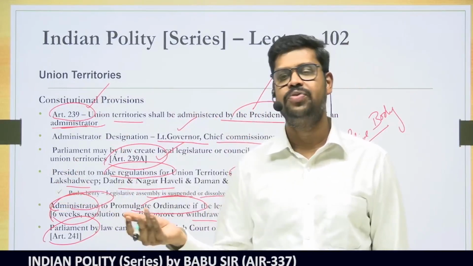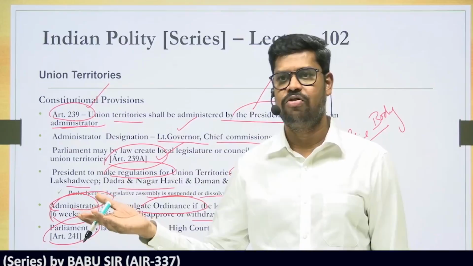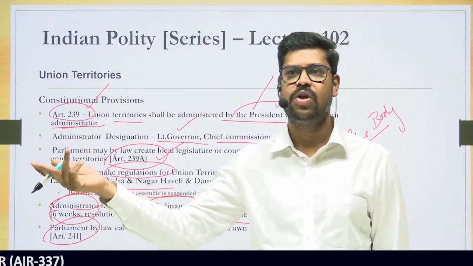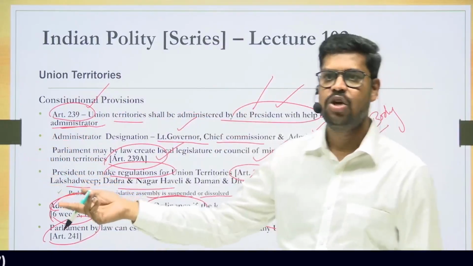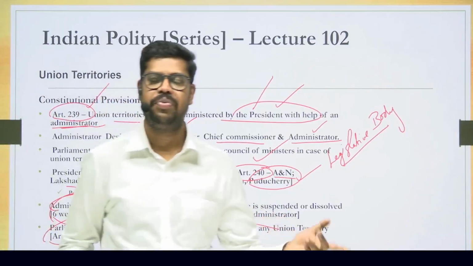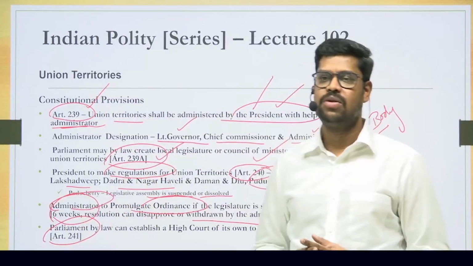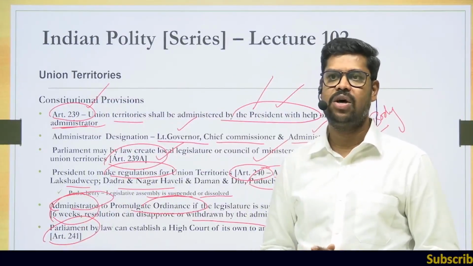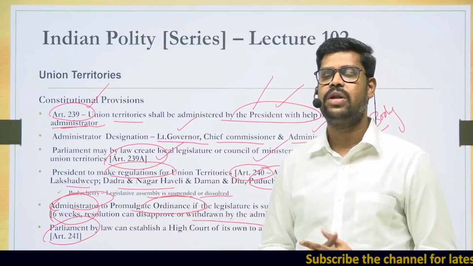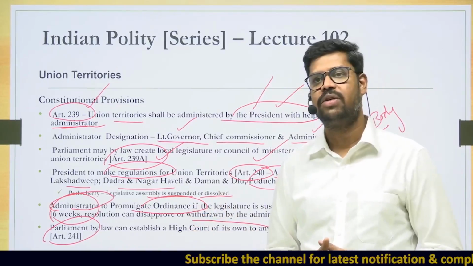Say for example, the High Court of Madras is having jurisdiction over the union territory of Puducherry. The High Court of Kolkata is having jurisdiction over the union territory of Andaman and Nicobar Islands. The High Court of Kerala is having jurisdiction over the union territory of Lakshadweep. The High Court of Bombay is having jurisdiction over the union territory of Dadra, Nagar Haveli and Daman and Diu. And the Punjab and Haryana High Court is having jurisdiction over the union territory of Chandigarh.